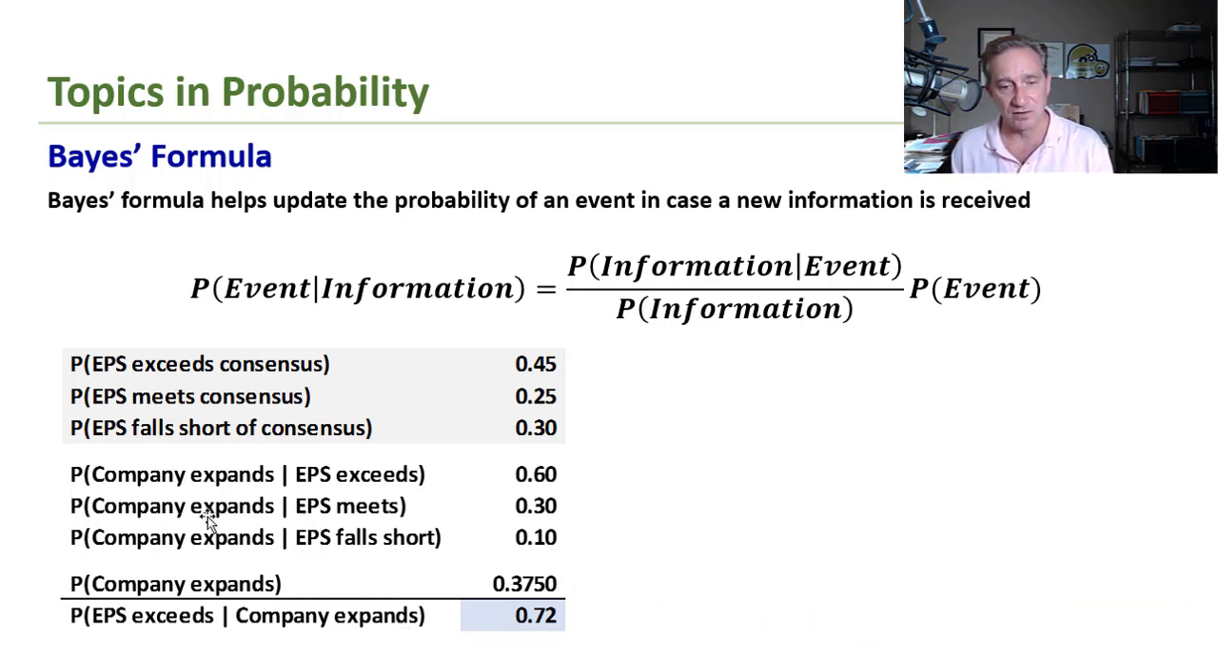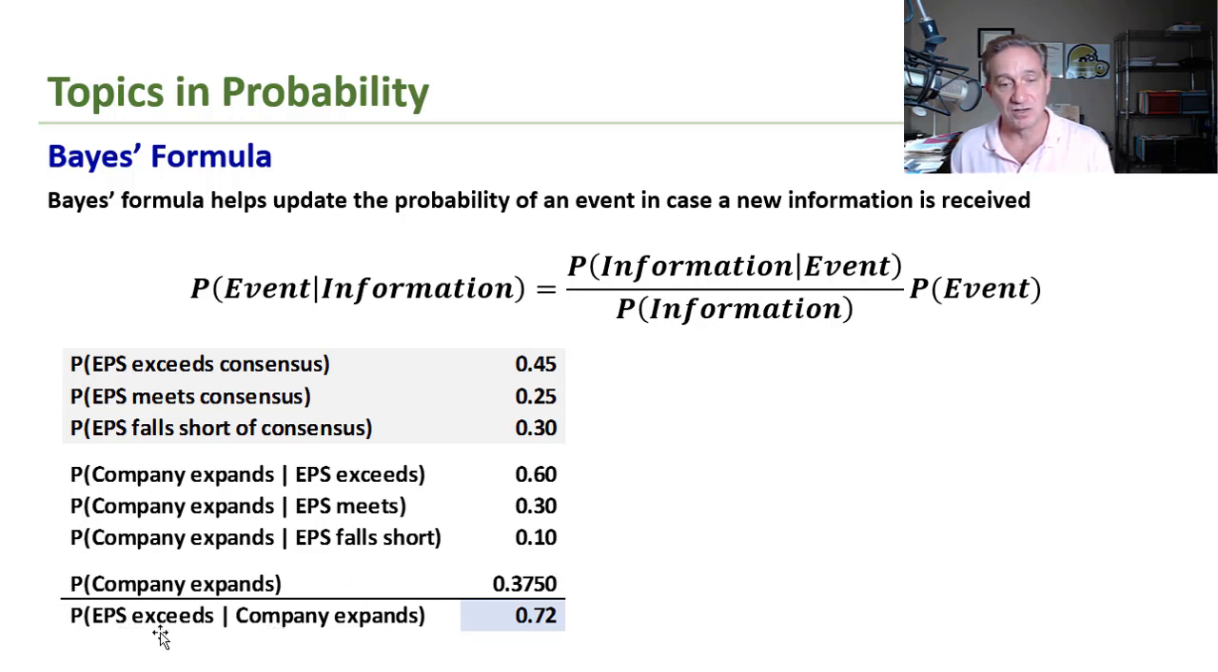We've already been given the conditional probability the company expands under different outcomes with respect to EPS, which is the event. Then we might be asking, what if we just observe that the company expanded? What then would be the probability that that is our information?